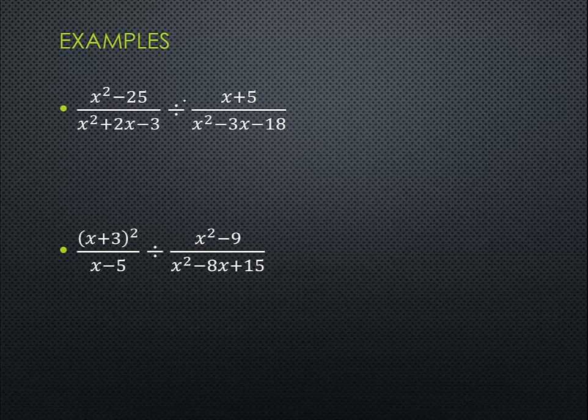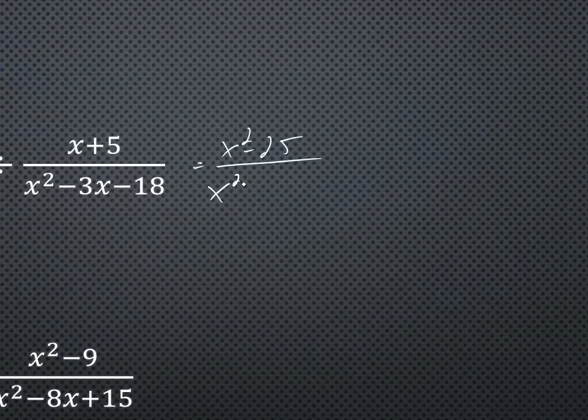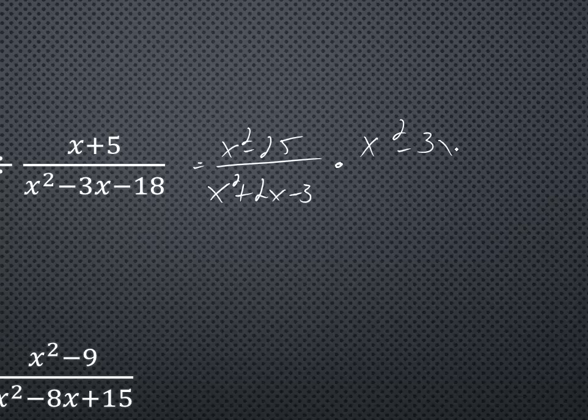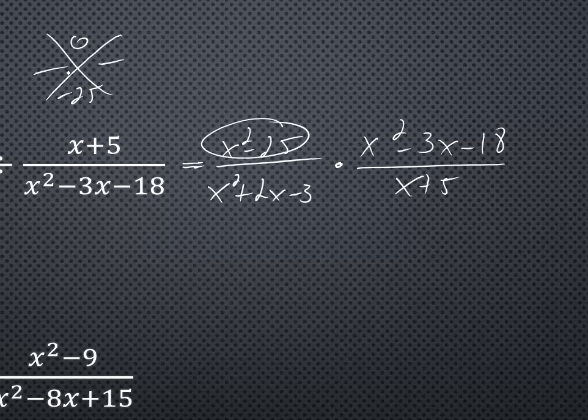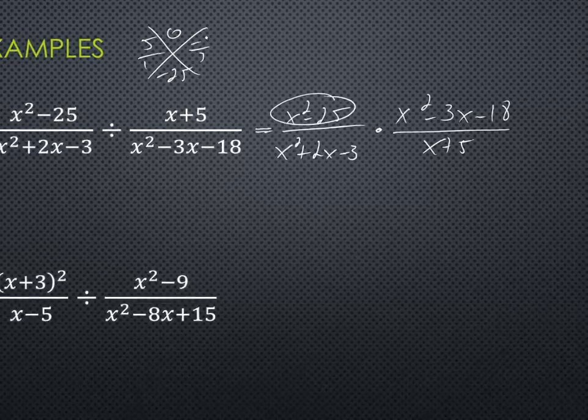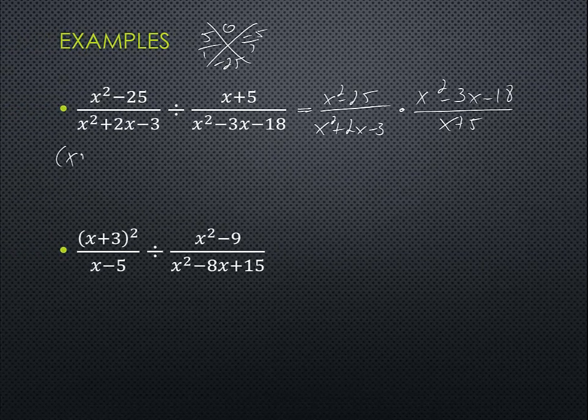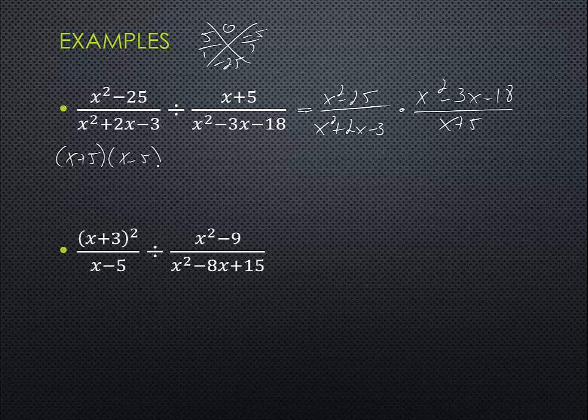Next. Ooh, tougher examples. Okay, so we have a divide sign, so flip and multiply. So that would get you x squared minus 25 over x squared plus 2x minus 3 multiplied by x squared minus 3x minus 18 divided by x plus 5. Let's go ahead and factor now. And since we all know how to factor, I'm going to go ahead and do this really quickly. So factoring x squared minus 25. So that would be x plus 5 and x minus 5.